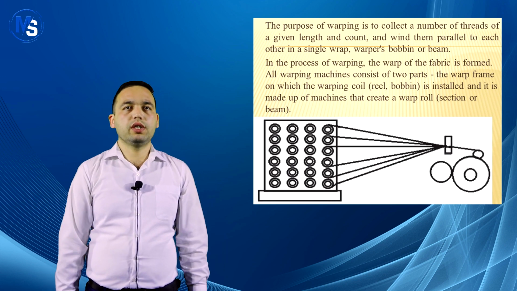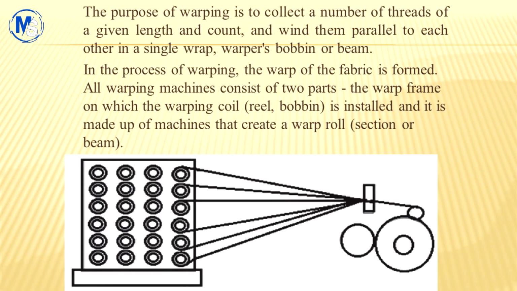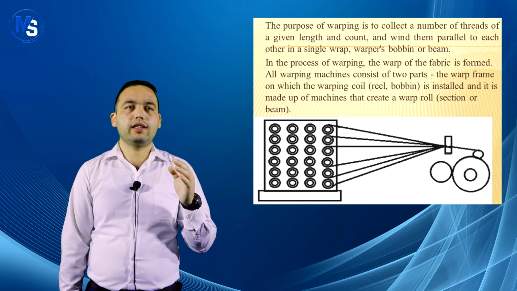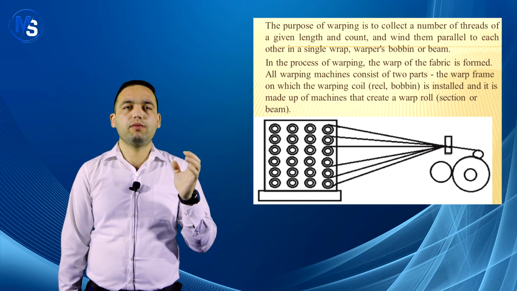All warping machines consist of two parts. The first part is the warp frame, on which the warping coil, which may be a warping reel or bobbin, is installed, and the second is made up of machines that create a warp roll section or beam.